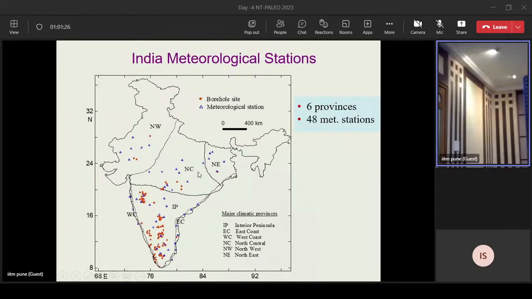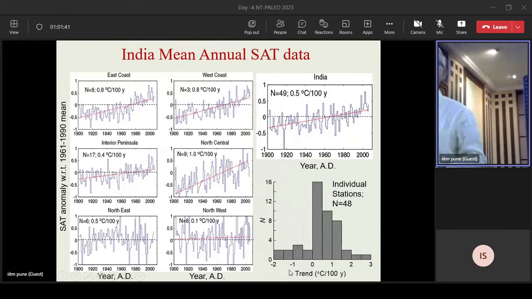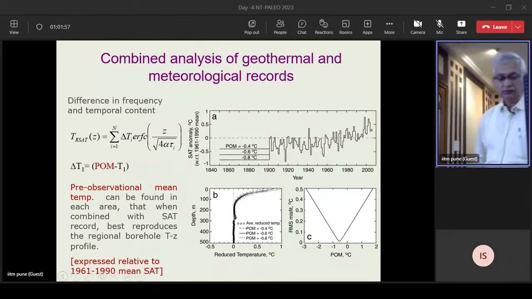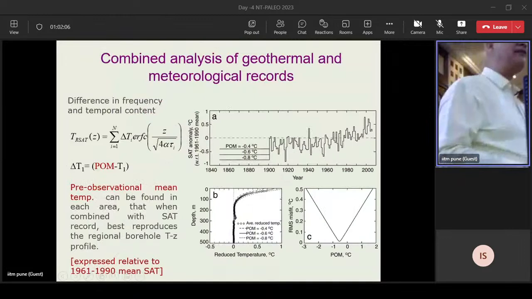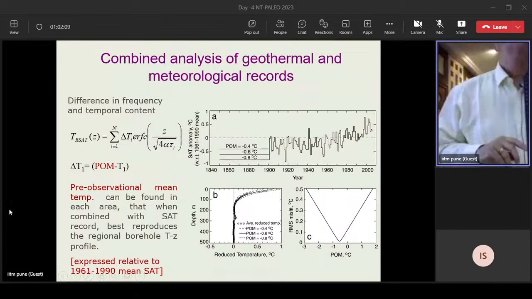Now the division is the classical, broad division of climatic provinces: interior peninsula, west coast, east coast, north central province, northwest and northeast. If you look at the average surface air temperature records in each of these provinces, forget about the red line, don't worry too much, but you see these staircase plots. These are the kind of average that you get. Now, how will you combine? Because this record has a lot of high frequency component, and the borehole record doesn't have this high frequency component. So how will you combine them?